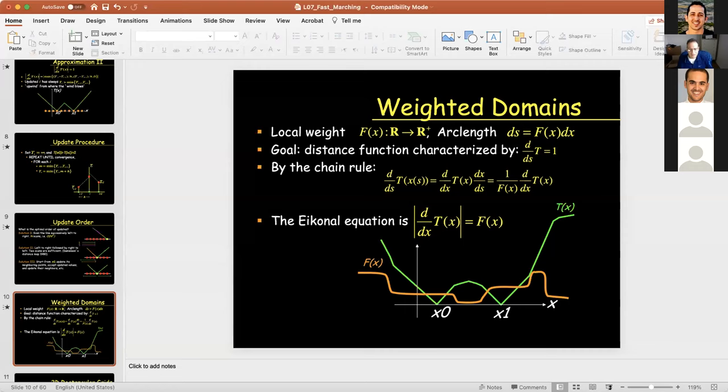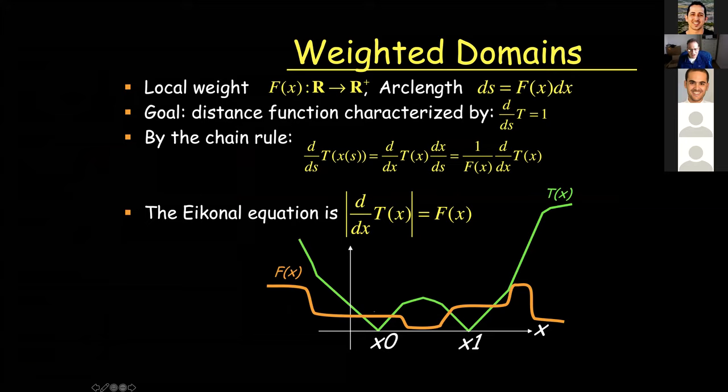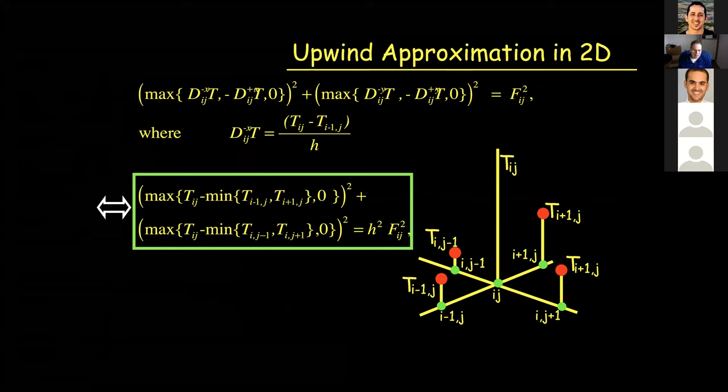Okay. So what you see over here is a penalty function, and you have x0 and x1, at which I have the t, which is equal to zero. And then when I'm computing my weight and distance, the gradient should be, this is a sketch, proportional to the cost, okay? In 2D, this is the update scheme.